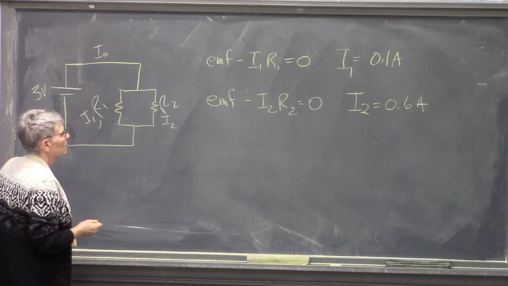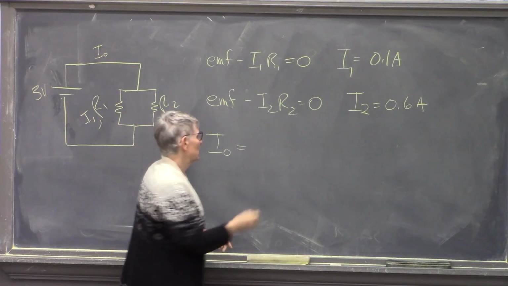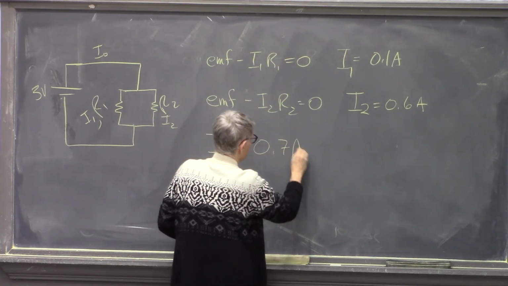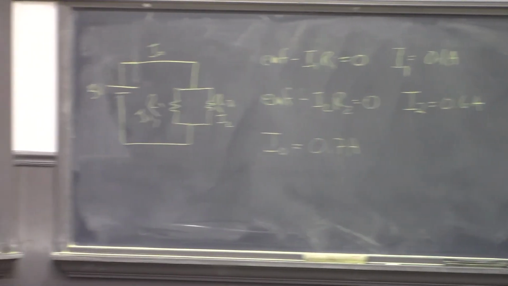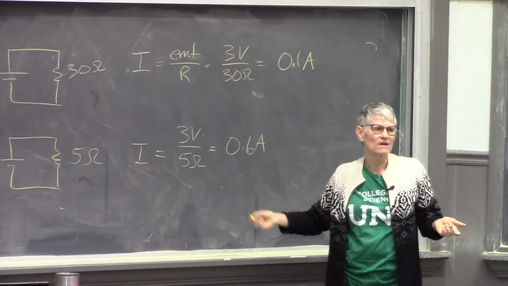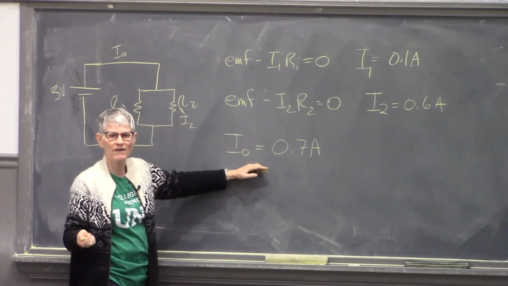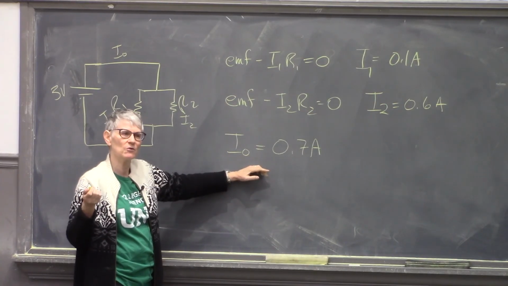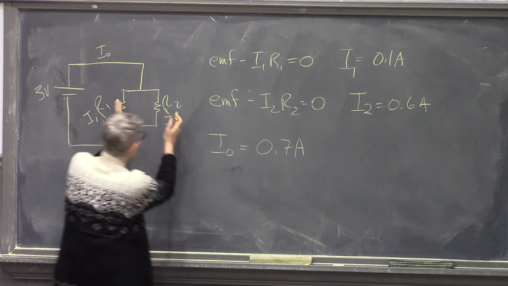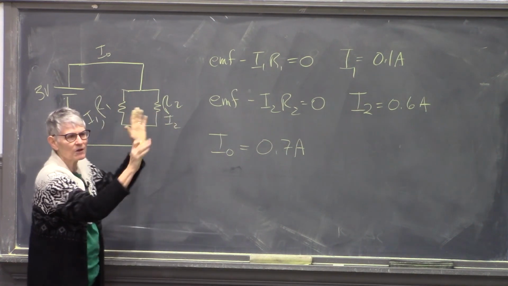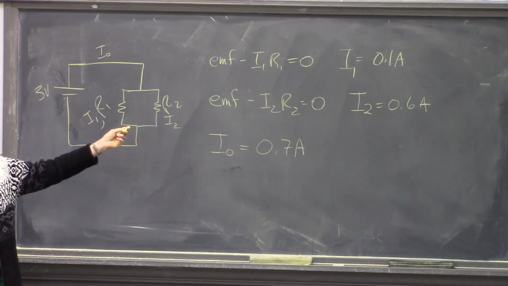So what's I0 here? 0.7 of an amp. So when we put the resistors in series, the current went down to 0.086 amps. When we put them in parallel, the current is actually the sum of what it would have been had they been by themselves. It went up to 0.7 amps. This is a little bit like increasing the cross-sectional area of a resistor by putting two in parallel, and putting them in series is like making them longer by stringing them.